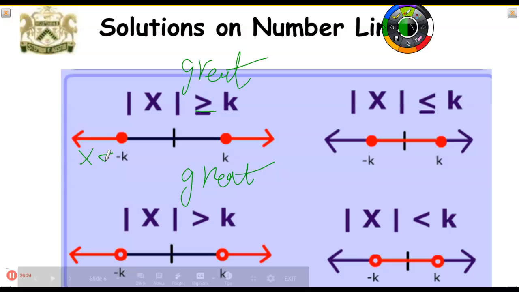X is smaller than the small number, or X is bigger than the big number, and your number line looks like two rays pointing in different directions. If you have equal sign, it's a closed circle. If you don't have equal sign, it's open circle. Okay? If you have less than or equal to or less than, your answer is X falls between the two solutions, and your number line is a line segment between your two solutions, and that's it.